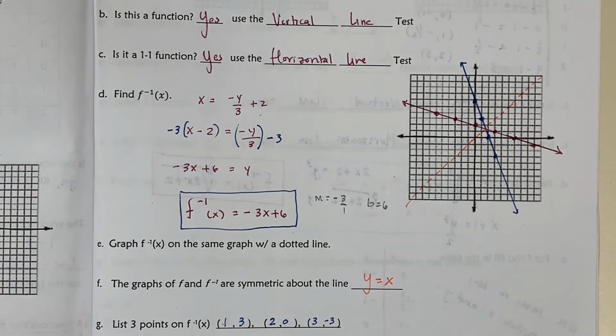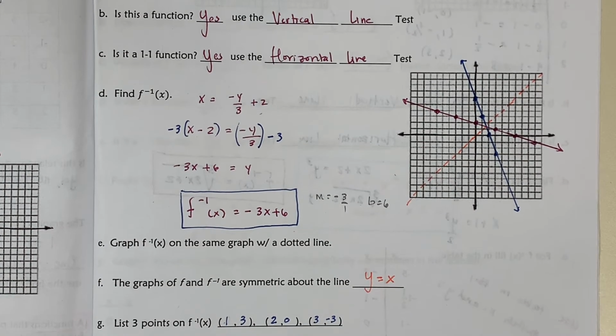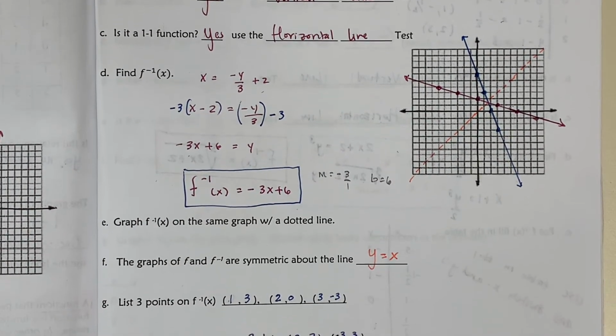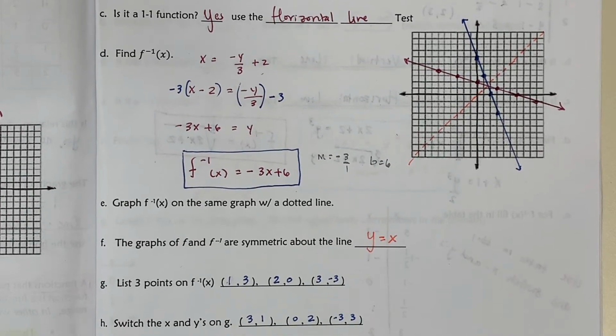Now, if you recall from the previous page, ordered pairs on the inverse are found by just switching the x and the y's. So if I take those three ordered pairs and switch the x and the y's, 1, 3 becomes 3, 1; 2, 0 becomes 0, 2; 3, negative 3 becomes negative 3, 3. This should appear on the other curve.